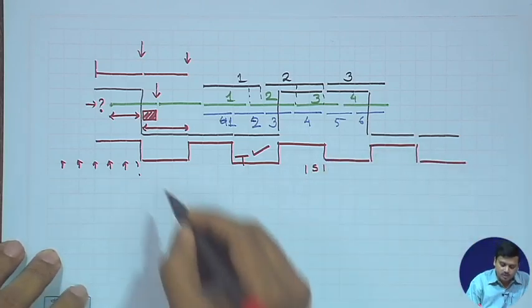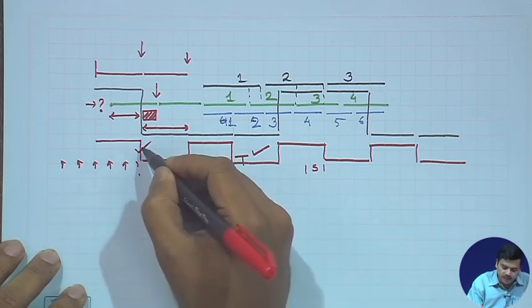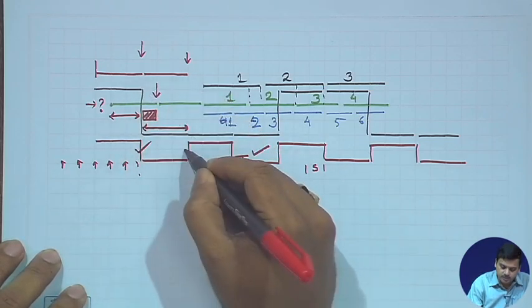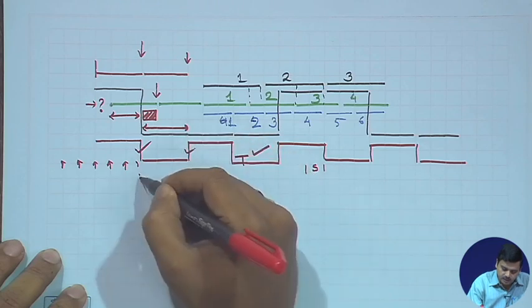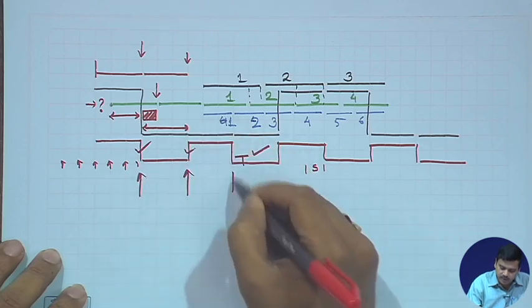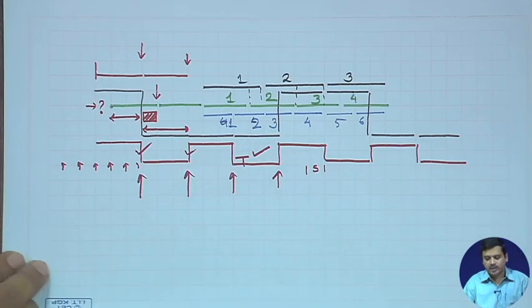What the receiver will do? It will look at this edge, the moment there is an edge it will decode the data. By that means it will be able to get the appropriate clock. This is also well explained.